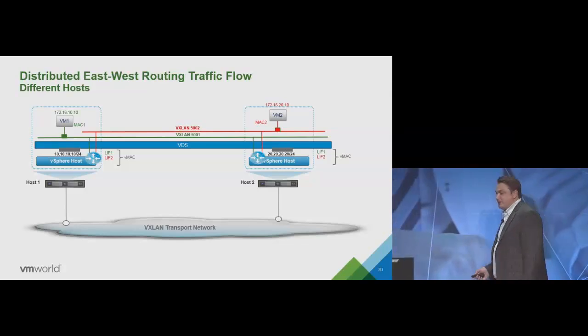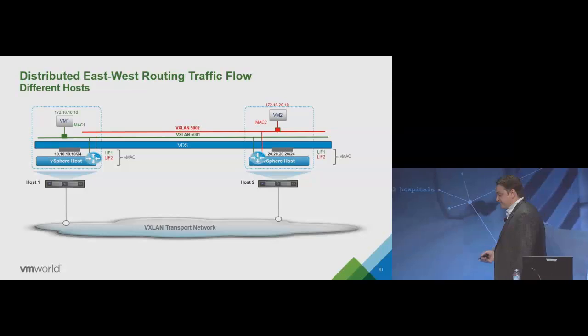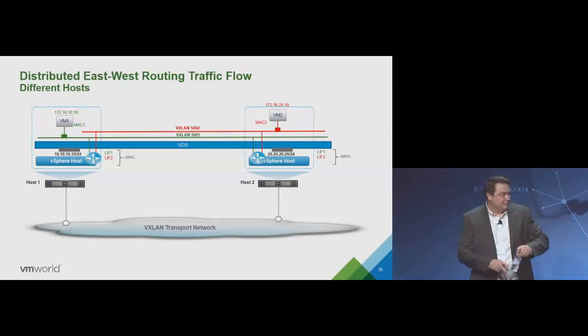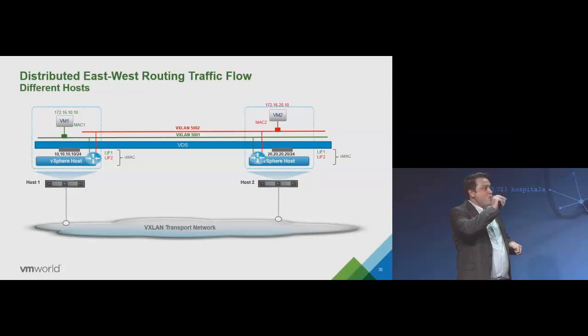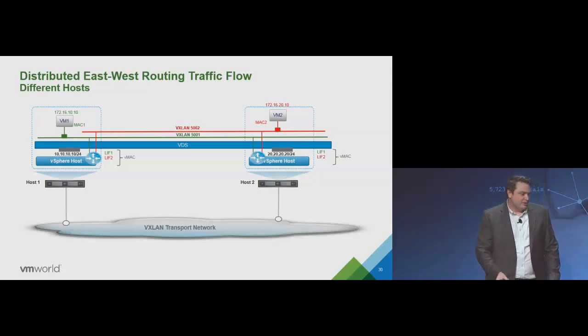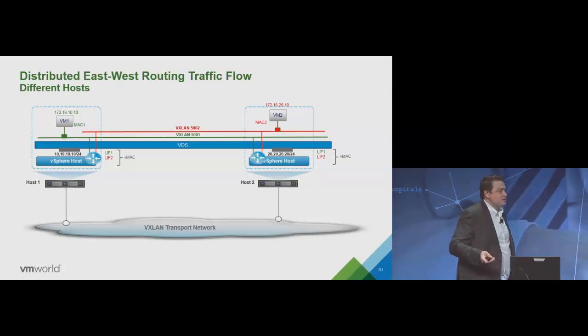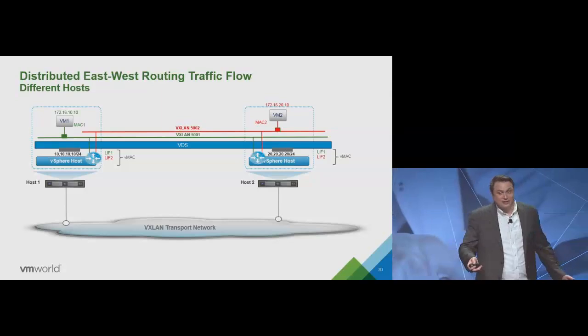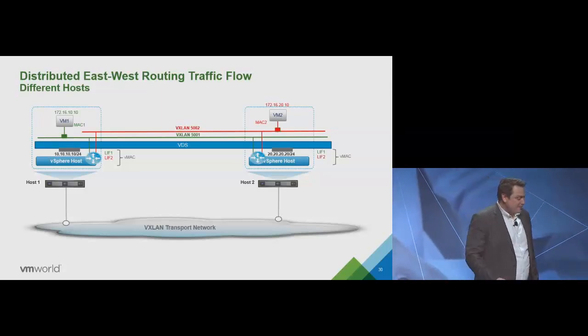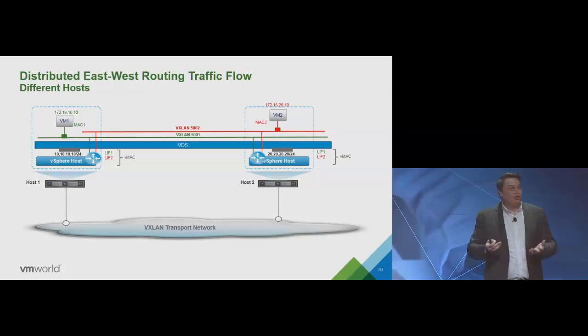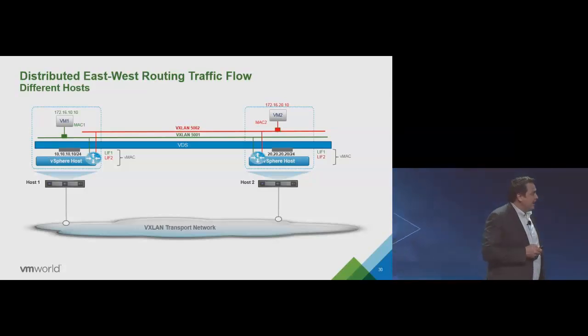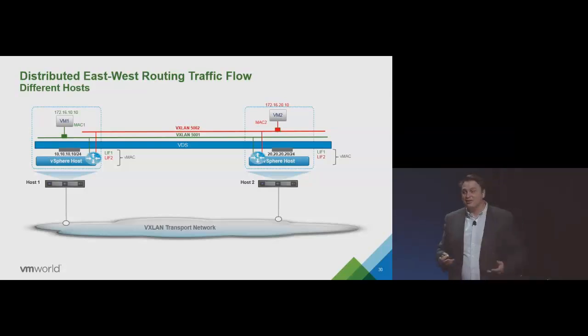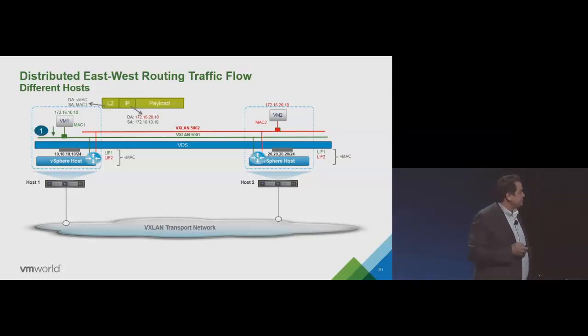So, distributed east-west routing traffic flow. Let's take a look at an example of how this works in action. Here we have two VMs on different hosts. Let's say VM1 is a web tier and VM2 is an app tier. So they need to send traffic to each other. First of all, we have LIF1 and LIF2 for the different VXLAN segments that I can communicate across. These are the internal gateways that the VMs can use.